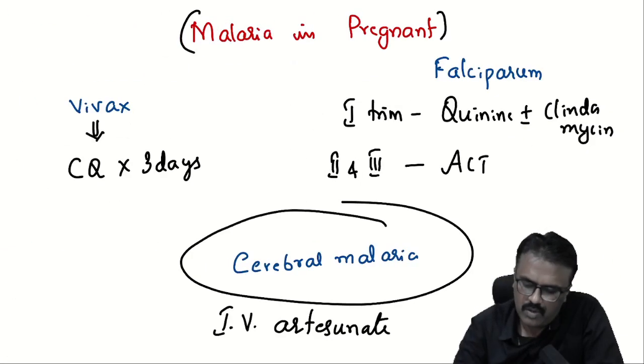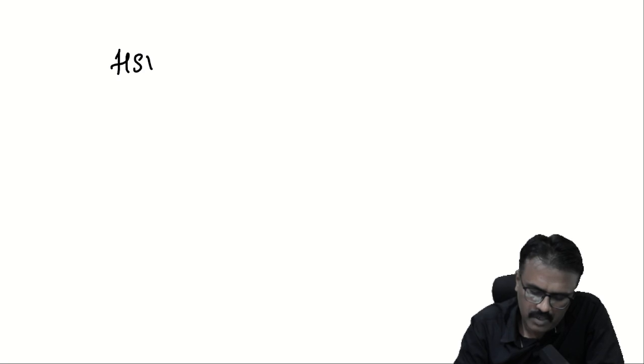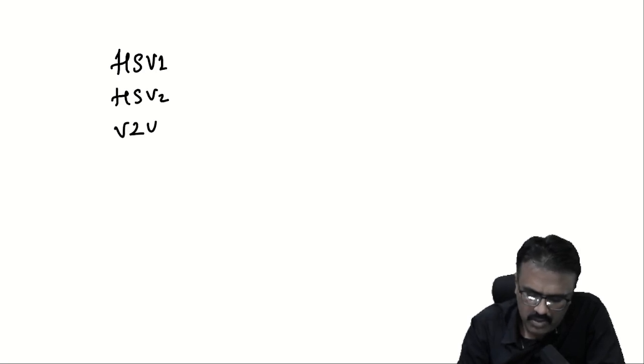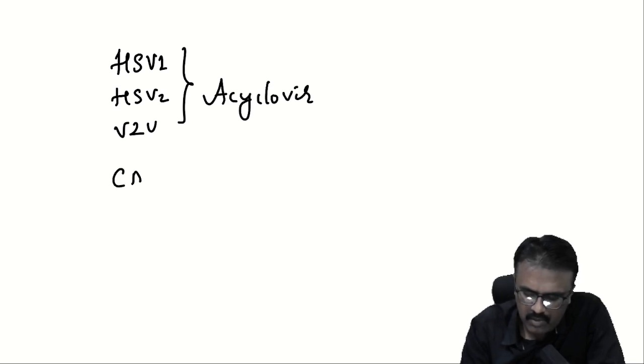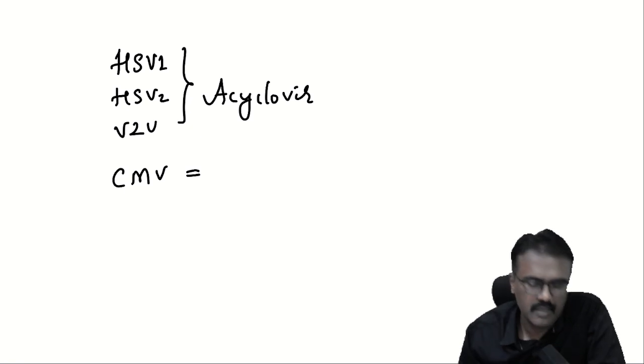Now before I move on, some of the infections I will ask you. What is the drug of choice for herpes 1, herpes 2 and varicella zoster virus? It is acyclovir. Now tell me what is the drug of choice for cytomegalovirus? That you have to answer me.